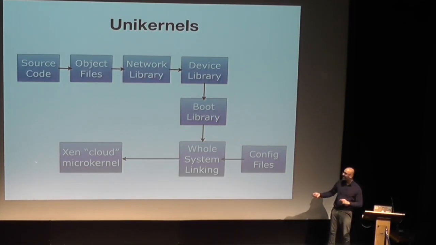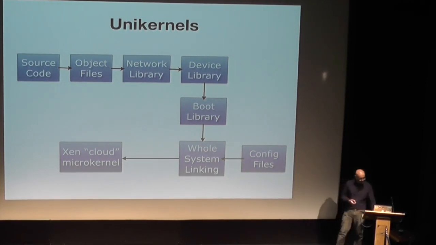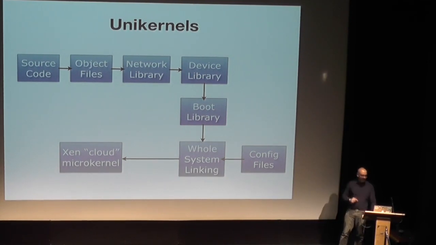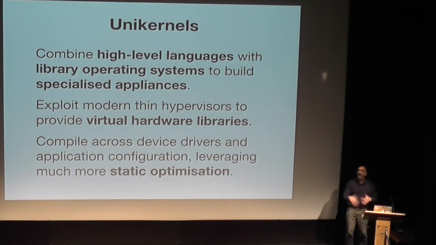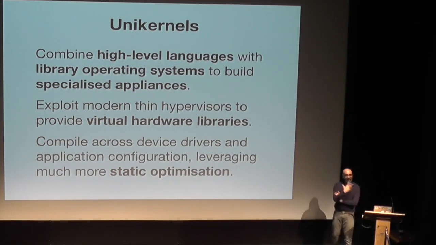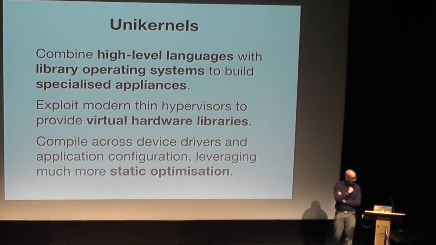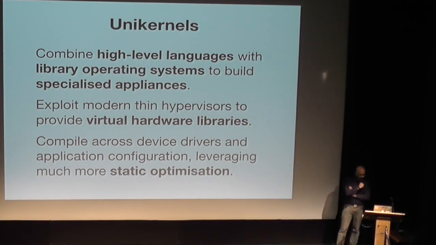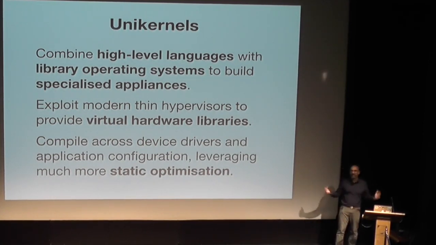If you want to change anything about it, you've got to change your config files, change your code, recompile the whole thing, and deploy it again. In return, though, you get a very specialized kind of small thing. And so what these unikernels do is that they combine high-level languages, the languages that I told you about, the OCaml, the Rust, and those kind of languages, the Haskell, for example, with libraries in order to build very specialized operating systems.